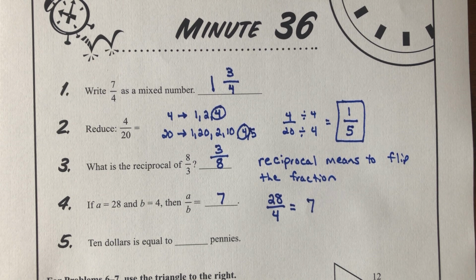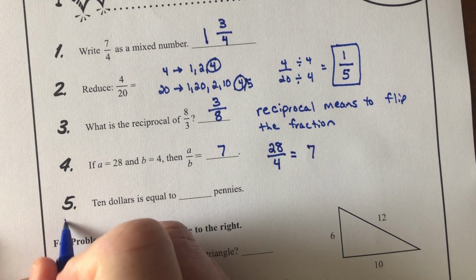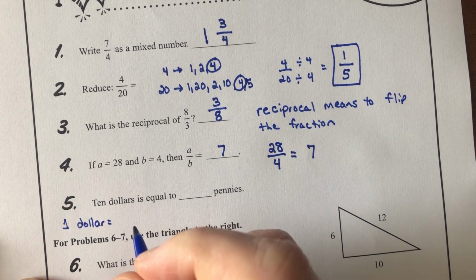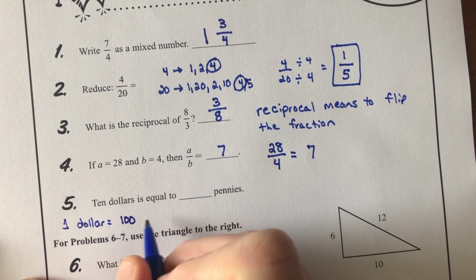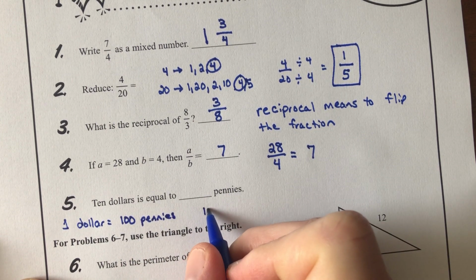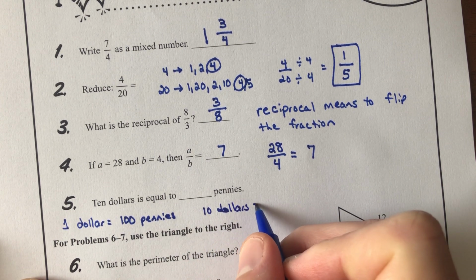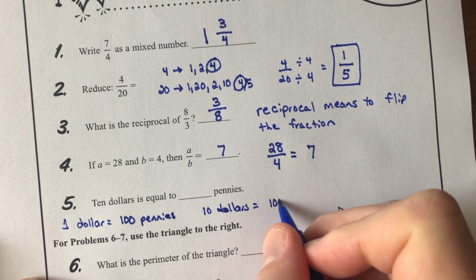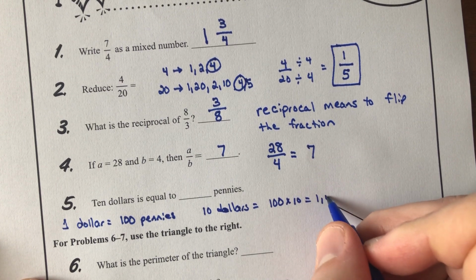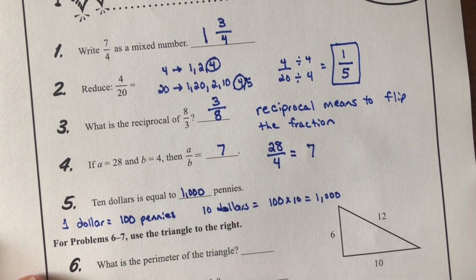Number 5, $10 is equal to how many pennies? Well, $1 equals 100 pennies. So $10 is going to equal 100 times 10, which is 1,000. So $10 would equal 1,000 pennies.